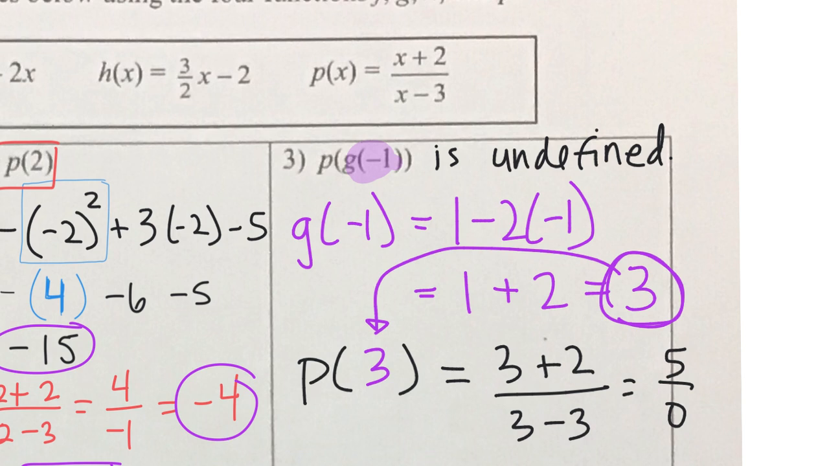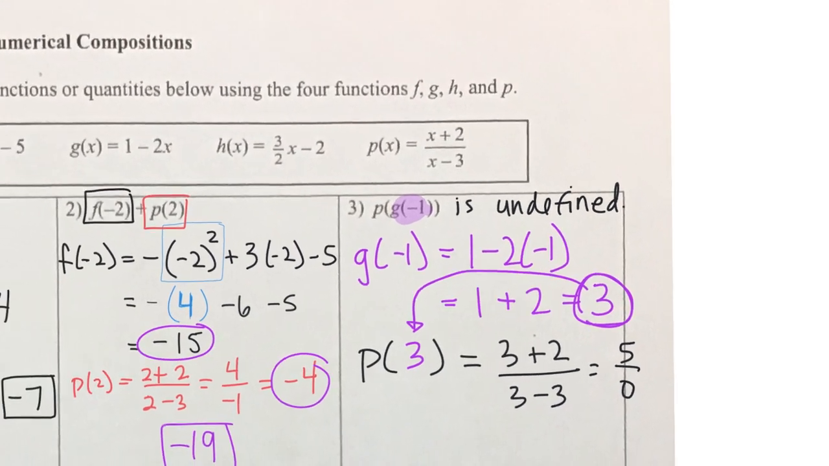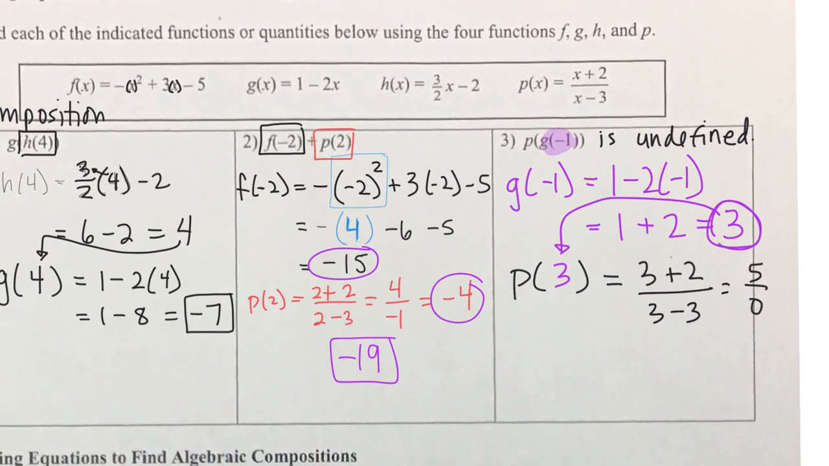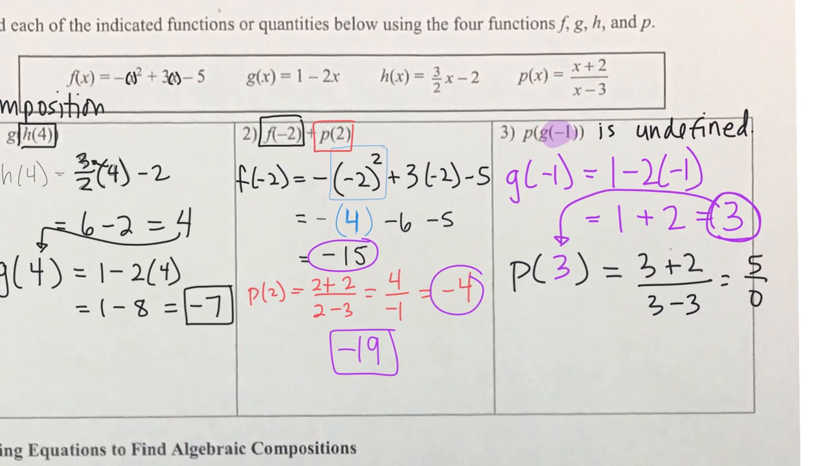Or you could write p of g of negative 1 does not exist, right? But there's no equals in there. It is undefined. Okay, so don't use the equals sign when we're doing an undefined or a does not exist answer. You just write the value does not exist, or the value is undefined.